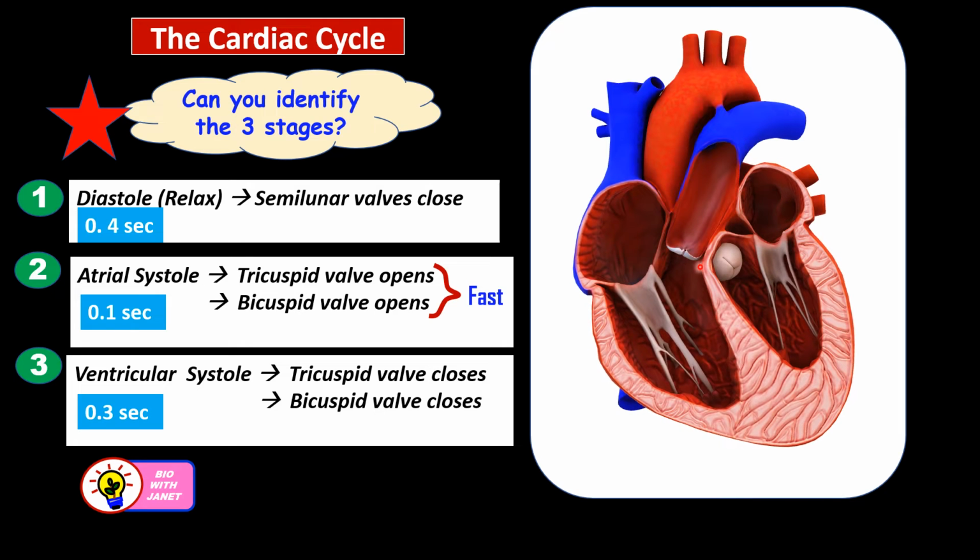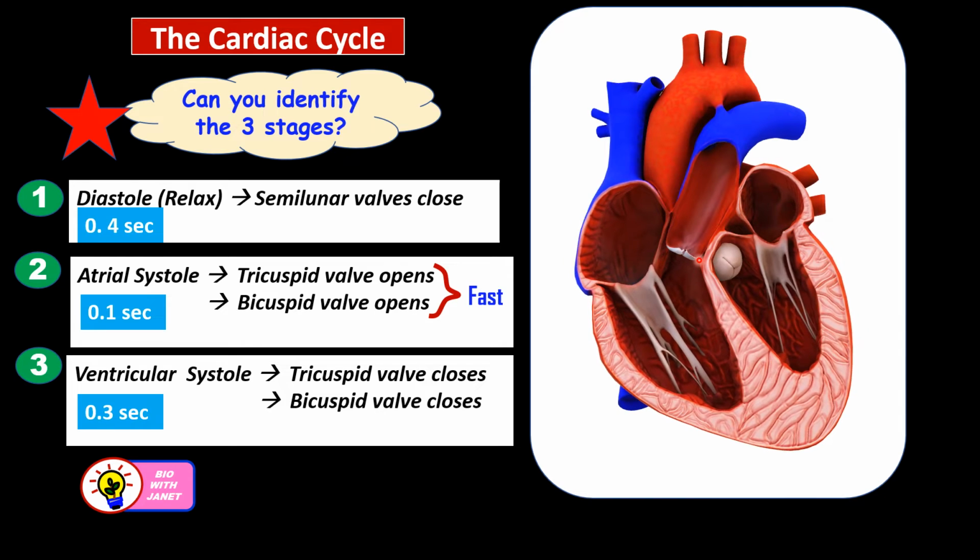Now I'm going to combine 1, 2, 3 to identify the three stages at once for one cardiac cycle. It's going to be very fast, especially from number 2 to 3, because atrial systole is only 0.1 second. 1, 2, 3, 1, 2, 3, 1, 2, 3.